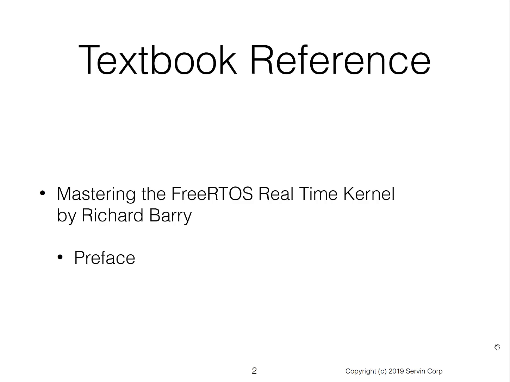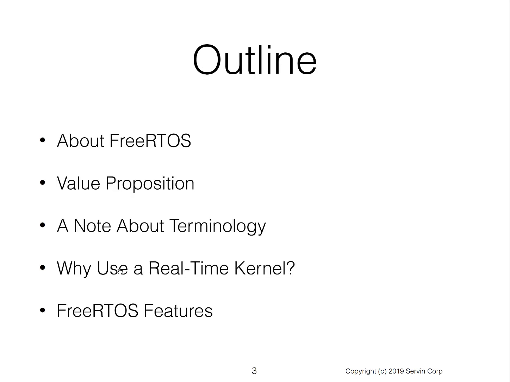So the textbook reference for this will be following Mastering the FreeRTOS Real-Time Kernel by Richard Barry, and I'll be covering the preface. You can watch the slides and you can also refer back to your textbook and read for additional information. What I've done in the slides is pull out the highlights from this section. So we're going to talk about FreeRTOS, talk about the value proposition, give a few notes about terminology, ask why you'd want to use a real-time kernel, and look at some of the key features that you'll be learning as you go through this course.